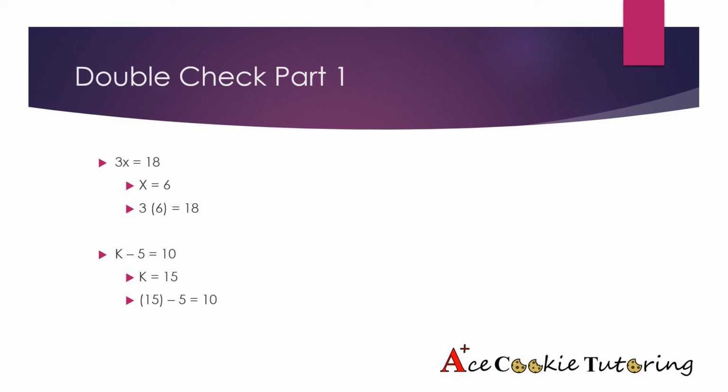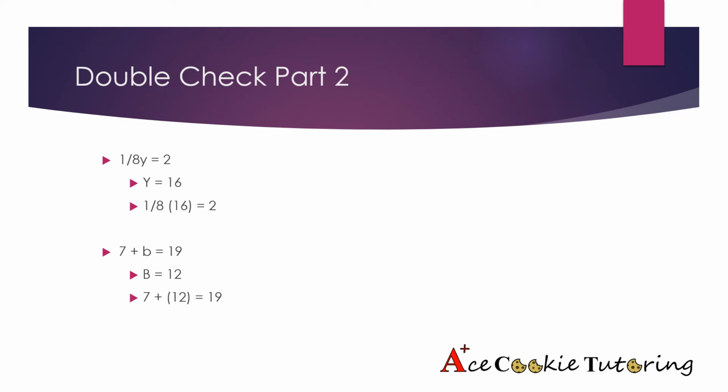So we're going to do the same thing for the second example problem. The second one was k minus 5 equals 10, and we said k is 15. So again, whenever I see k, I'm going to plug in the number 15, and I'm going to do 15 minus 5, and I should get 10. So again, if I get 10 on both sides, I'm good to go. Okay, we made sure we did the first two example problems right. Let's make sure we did the last two example problems right.